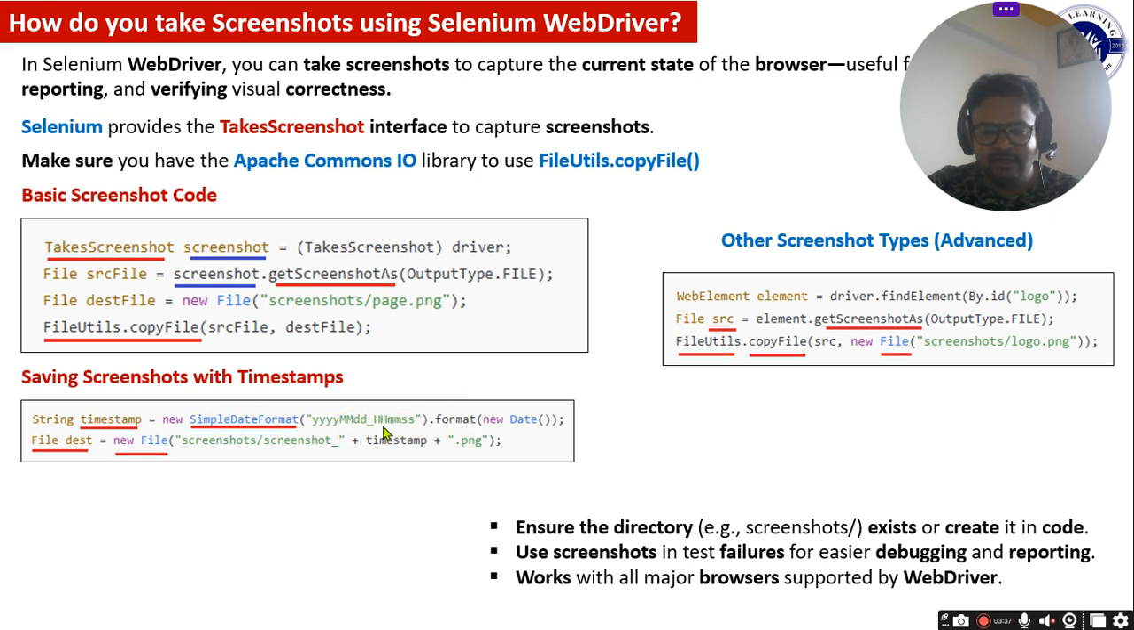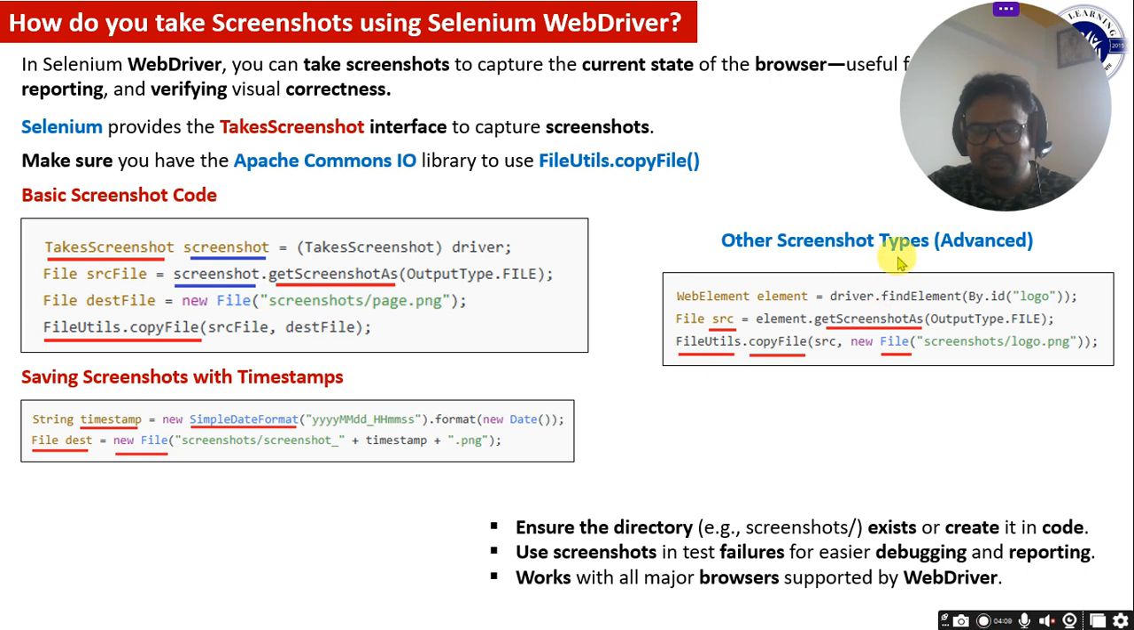It will take the date in hours, minutes and seconds format. For the destination file over here, we just gave page.png, but instead of page.png I will give screenshot underscore, then double quotation, and add the timestamp string. The string will do the concatenation operation and combine all these values. So it is screenshot underscore timestamp dot png, and this file will get created and stored in that screenshot folder.